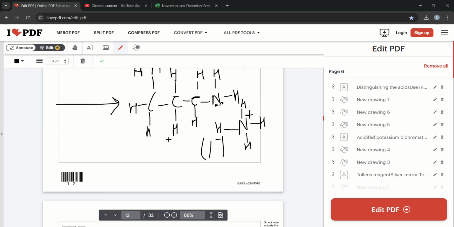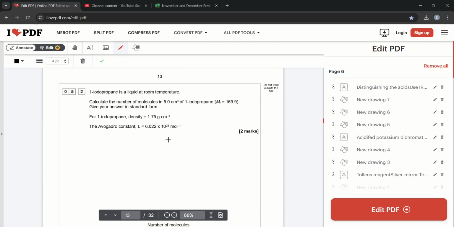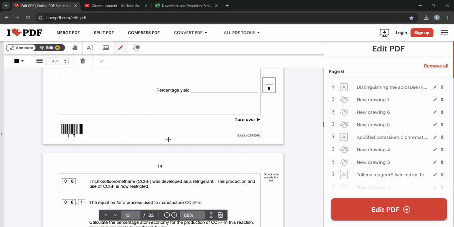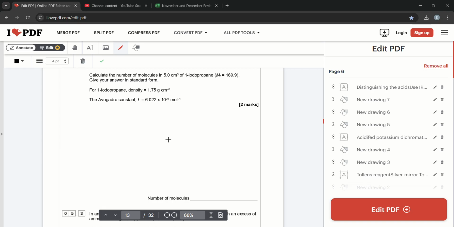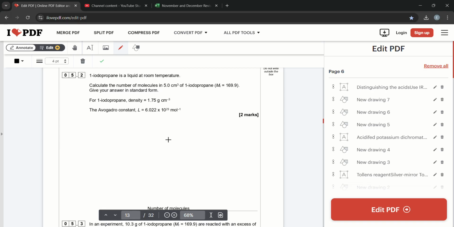That's I minus. And then 5.2, calculate the number of molecules in 50 centimetres cubed of 1-iodopropane, Mr 169.9. Give your answer in standard form. The density is given, and Avogadro's constant is given. We've got a lot of values for this, and it's only 2 marks. Number of molecules in this much of that.